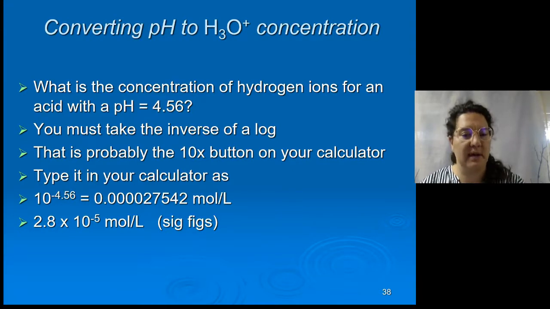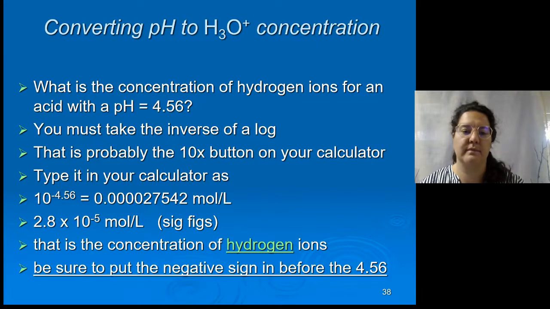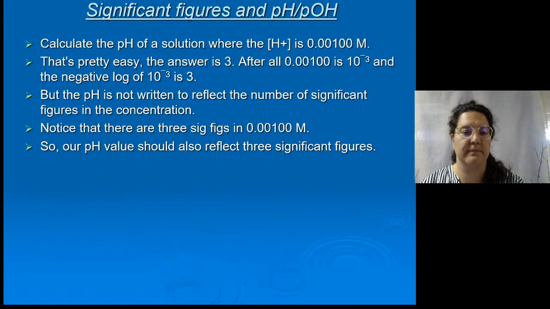So you have either a 10 to the x button on your calculator, or on some of the TI-83s, you have that little up caret button, which looks like a little hat, to get that exponent. And we really need to make sure that we put in the negative sign before we do the 4.56 to get the hydronium ion concentration.